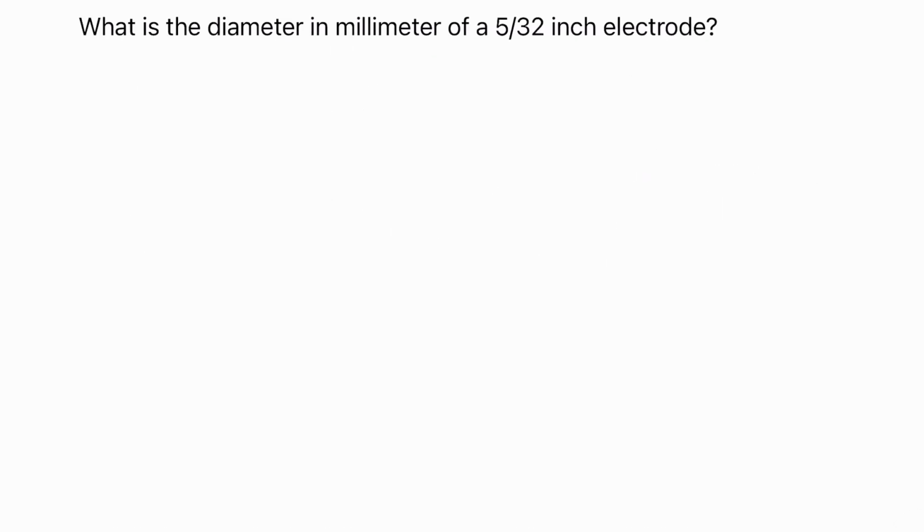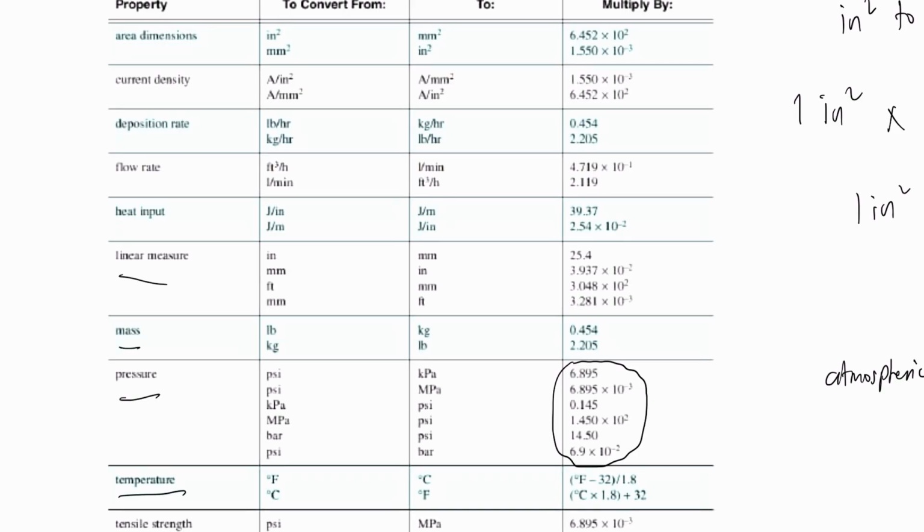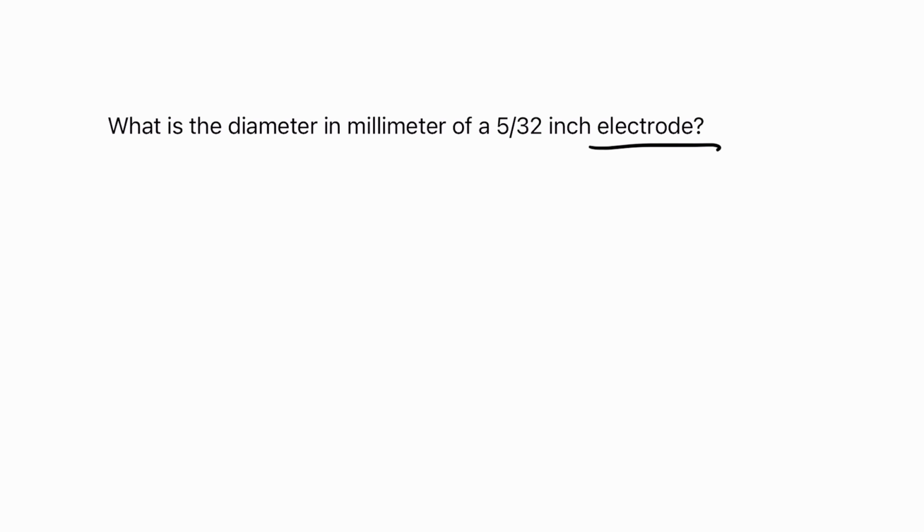How about the conversion of diameter in millimeter to inches? This is a common question in the CWI exam because it involves the electrode diameter. You can also memorize the conversion here. For linear measure from inches to millimeter, you have here the conversion factor of 25.4, meaning you will multiply the 25.4 value to the inch value to have it as millimeters. So 1 inch is equal to 25.4 millimeters, just like we showed earlier. So how do you convert this one? 5/32 inch.